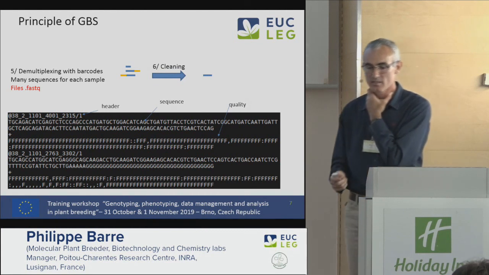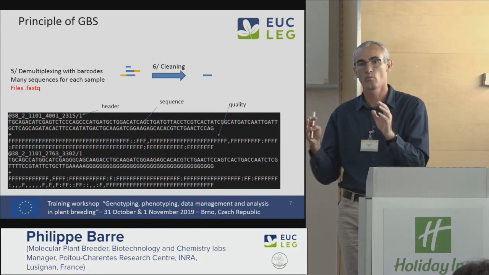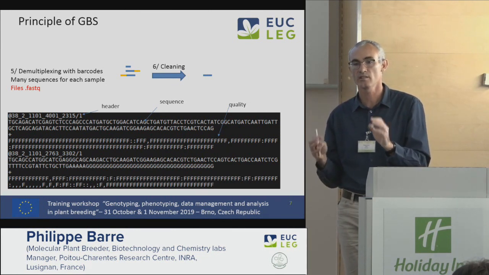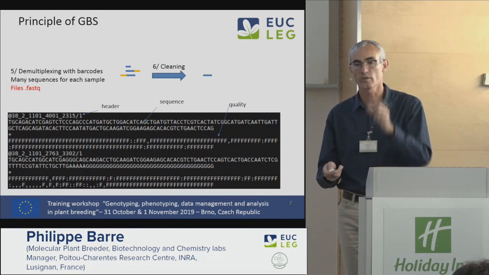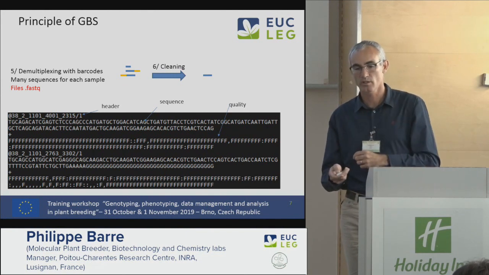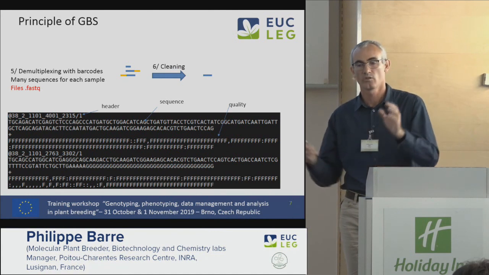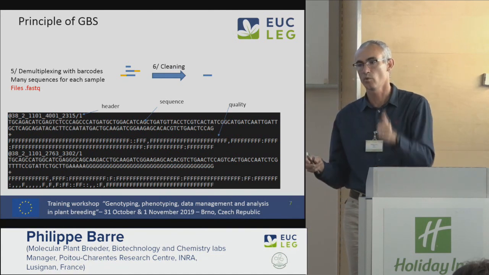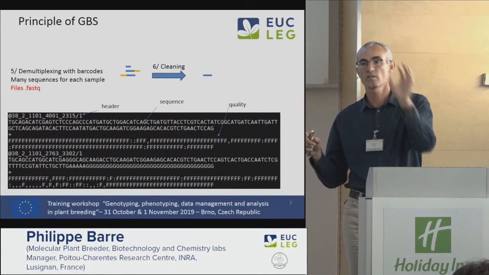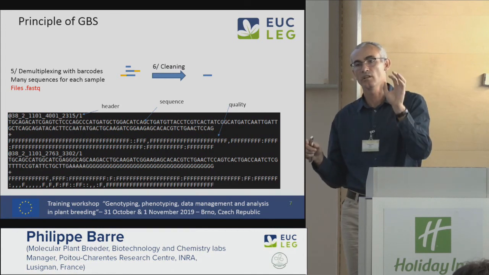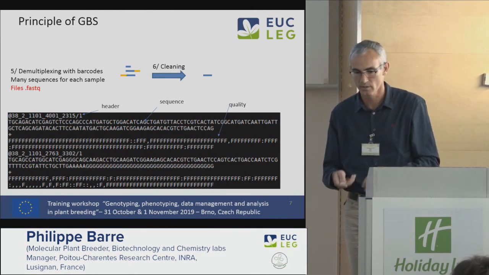So first, you want to figure out where your samples are. This is done with a software, or several software, by looking at the barcodes. That's what we call demultiplexing. You have all the sequences in one file, and after demultiplexing, you will have several files, and each one is for one sample. So you find sample 1, sample 2, sample 3, etc.